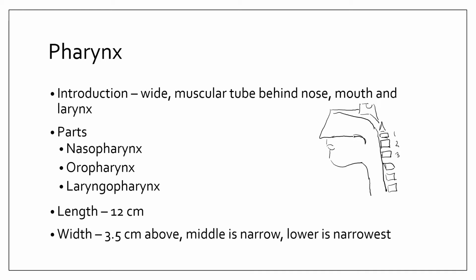So the pharynx is divided into nasopharynx, which is the portion which lies behind the nose. So starting from here up to the lower border of the soft palate will be the nasopharynx. Oropharynx is the portion which lies behind the oral cavity. So starting from the lower border of the soft palate, and if you see in the oral cavity, this is the tongue. Behind the tongue there is the epiglottis. This is the epiglottis.